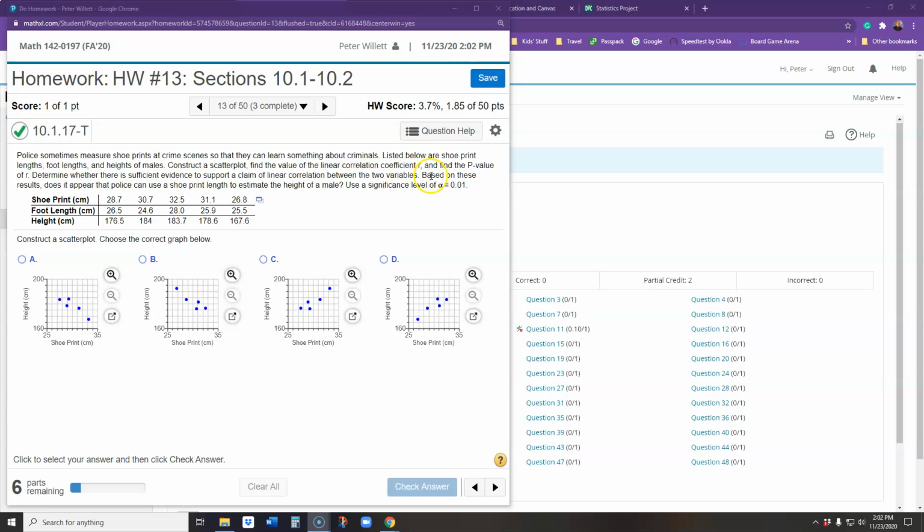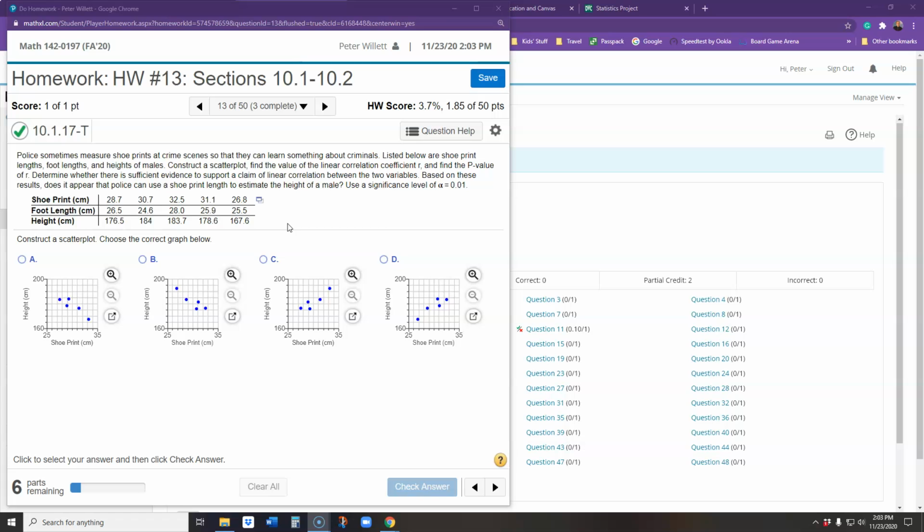But then it says, based on these results, does it appear that police can use a shoe print length to estimate the height of a male? So those are the two they're talking about, the shoe print length and the height. So the foot length is not in the claim that you're testing. If you look at these choices for scatter plots, they have shoe print on the x-axis and height on the y-axis, so those also don't use foot length. So even though they gave foot lengths, we're not going to use the foot length data, just the shoe print data and the height.